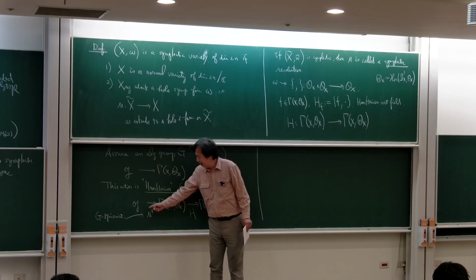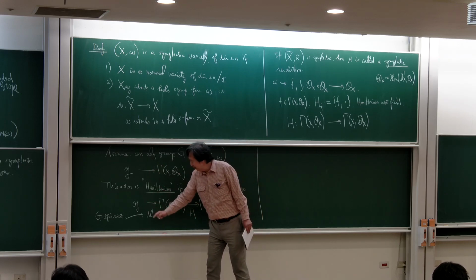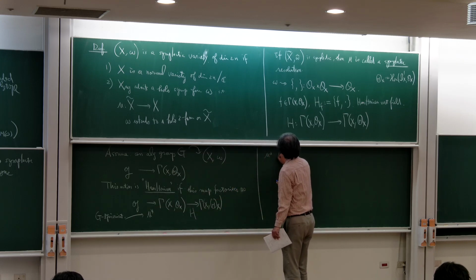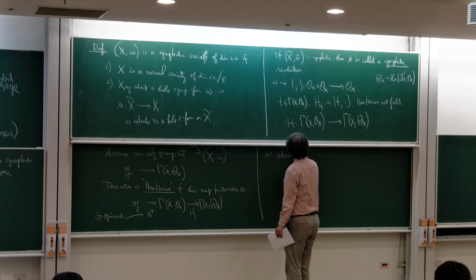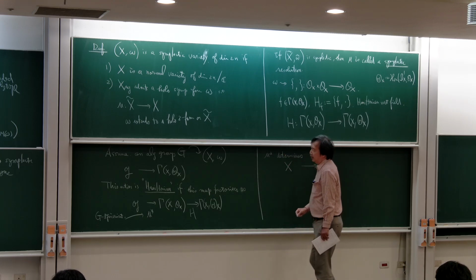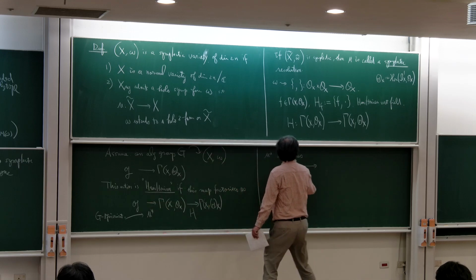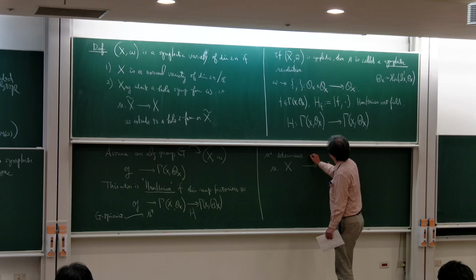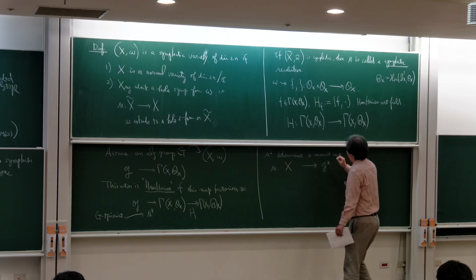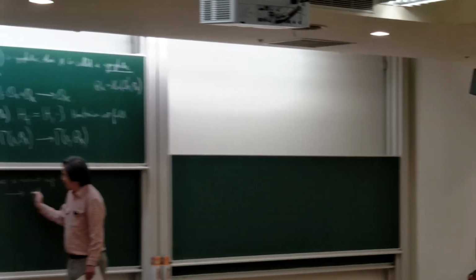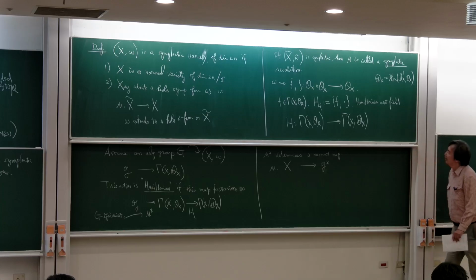If a Hamiltonian action is given, then this map mu star determines a map from X to g star, the dual space, which is called the moment map. The moment map is not unique, but it is unique up to some translations or something.